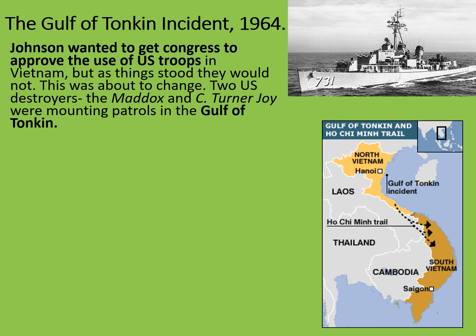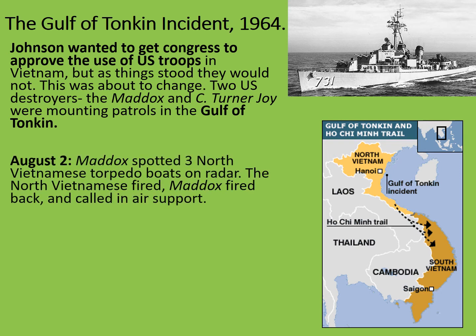2 US destroyers, the Maddox and the Turner Joy, were mounting patrols in the Gulf of Tonkin. On the 2nd of August, Maddox spotted 3 North Vietnamese patrol boats or torpedo boats on their radar. The North Vietnamese fired. The Maddox fired back and then called in air support. If you want to know what the Maddox looked like, that's a photograph of it in the top right.